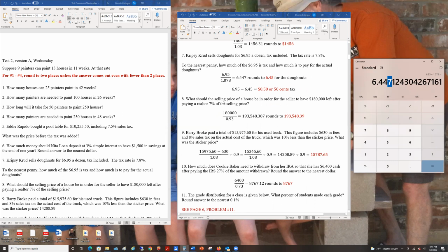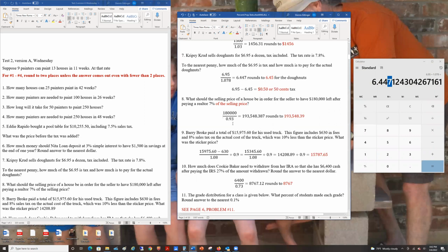Number 8, what should the selling price be in order for the seller to have $180,000 left after paying the realtor 7% of the selling price? Notice that is not 7% of 180,000. It's 7% of the unknown selling price. So if 7% times the selling price goes away to a commission, then what's left is 180,000 in dollars, but that represents the other 93% of the selling price.